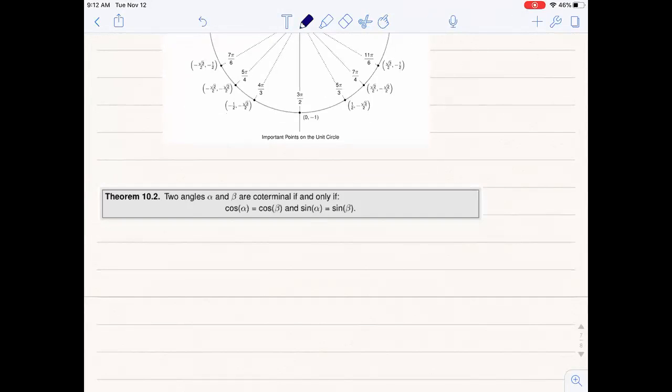Because we said a function is 1-to-1, and I'm not saying it's exactly the same concept, but it's the same idea. We said a function is 1-to-1 if we can show that f of a equals f of b yields a equals b. Same type of idea here. Alpha and beta are coterminal if and only if cos of alpha is the same as cos of beta, meaning you end up at the same point for x, and the sine of alpha is the sine of beta, meaning you end up at the same point for y.